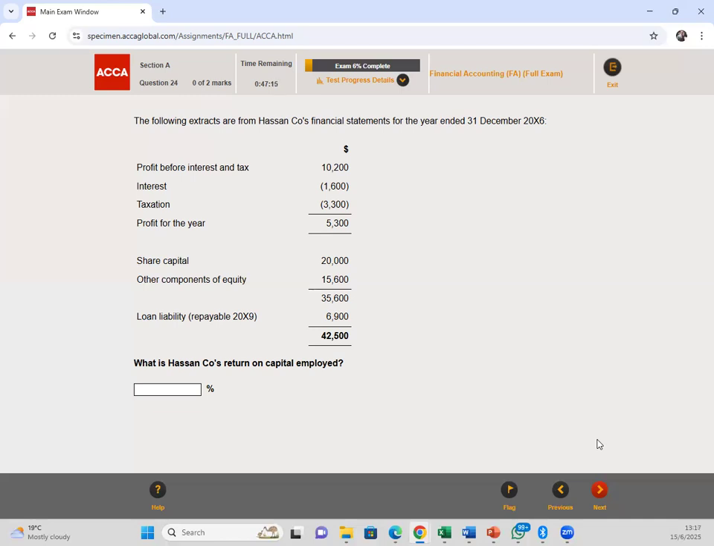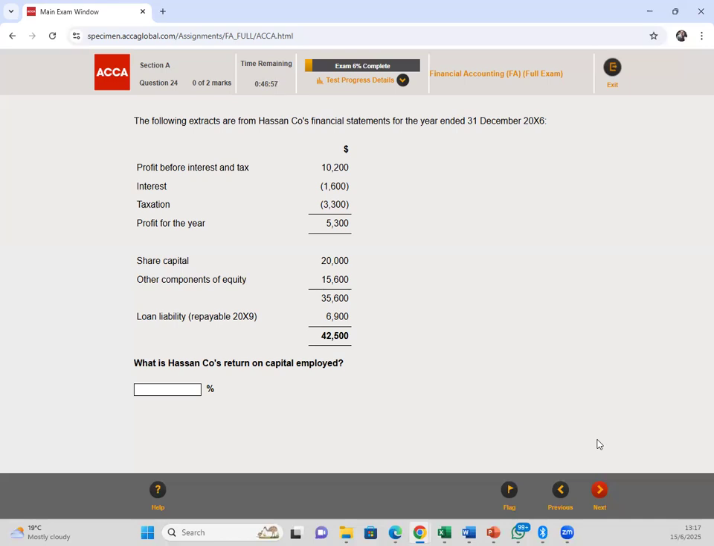Okay, are you done now? It shouldn't take you forever. It's just a matter of picking the amounts. It's the profit before tax and interest. So you are taking the profit before tax and interest, that's 10.2, divided by the capital employed.